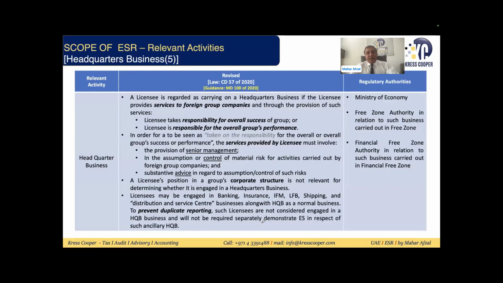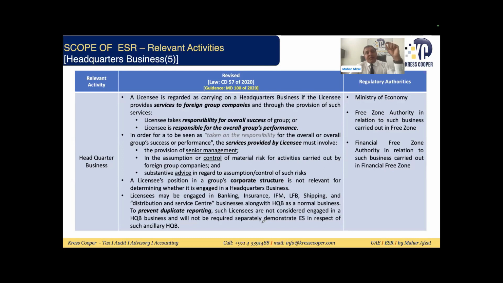Headquarter business: the straightforward definition is, if the business is responsible for the overall performance or success of the group, of a foreign group company, it will be subject to ESR. Otherwise, it will not be subject to ESR. I'm repeating. It doesn't matter whether it is a holding company, subsidiary, or any other company of the group. If it is responsible for the overall performance or success of a foreign group company, it will be assumed that the entity is involved in the headquarter business.